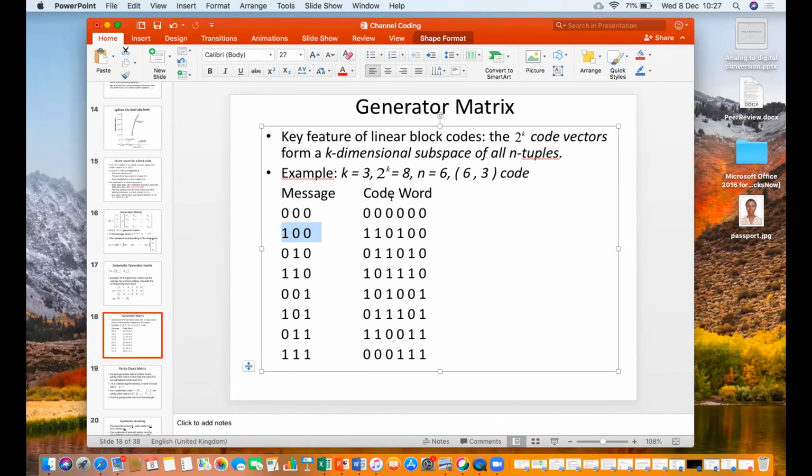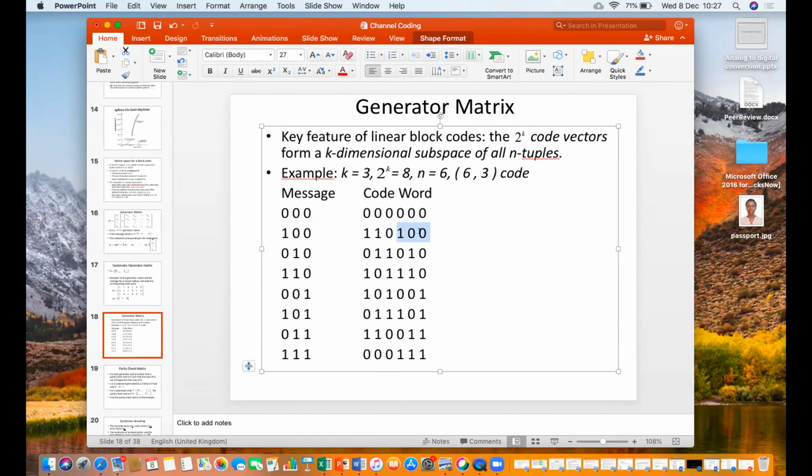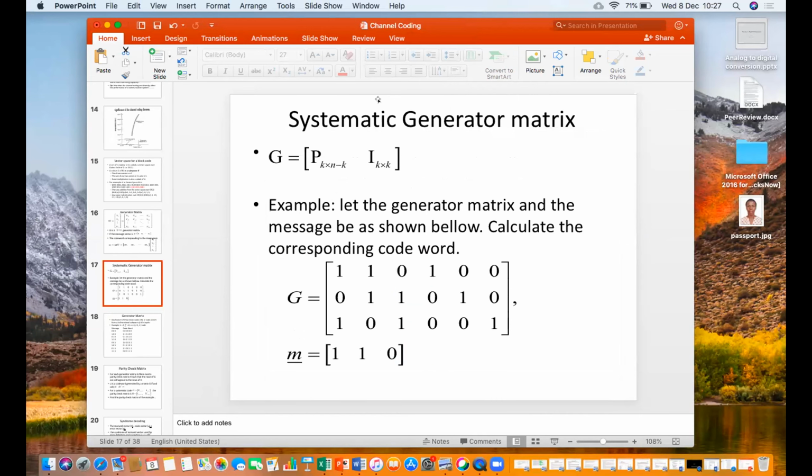So if you look at this, you will see that this has some similarity. So in other words, this information is exactly this here. This information is exactly this here. This information is exactly this here. So you are simply taking the information and appending parity bits. This is common to any systematic generator matrix or a systematic encoder.